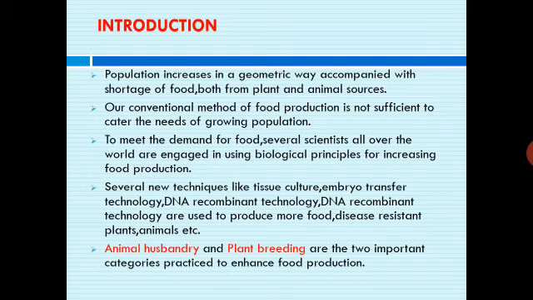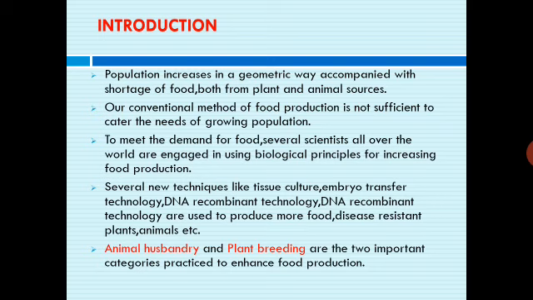Animal husbandry and plant breeding are the two important categories practiced to enhance food production. These are the two important branches which are very important for enhancement of food production. Firstly, animal husbandry, and the second one is plant breeding.